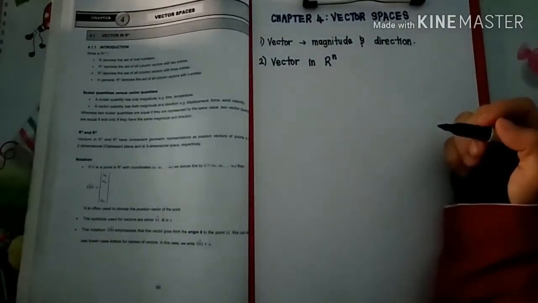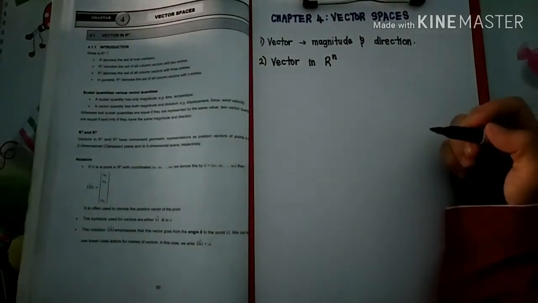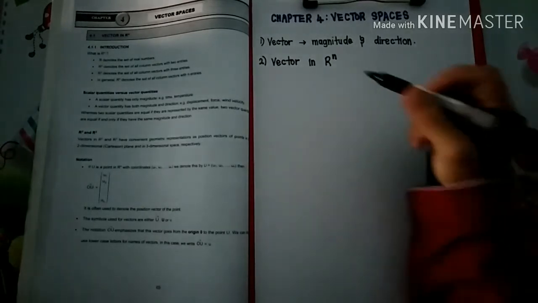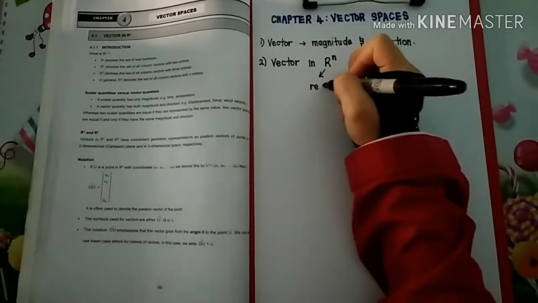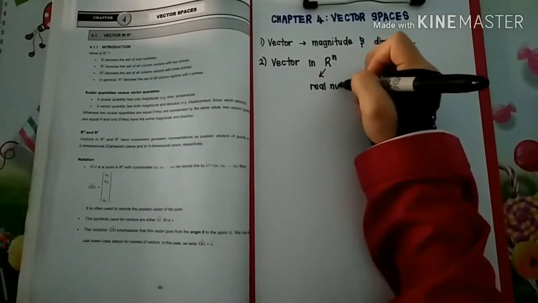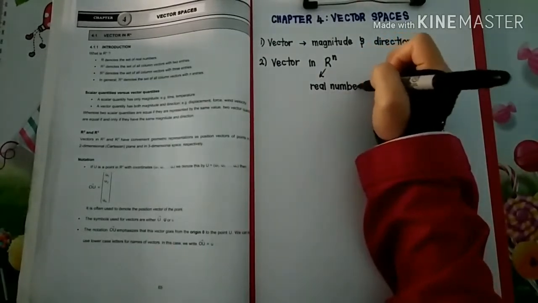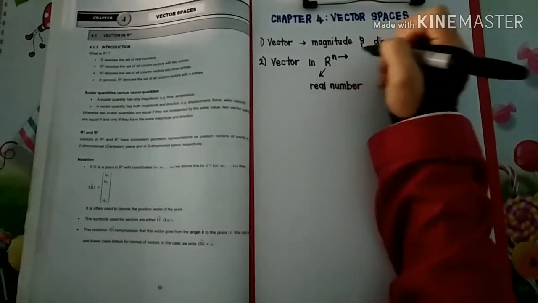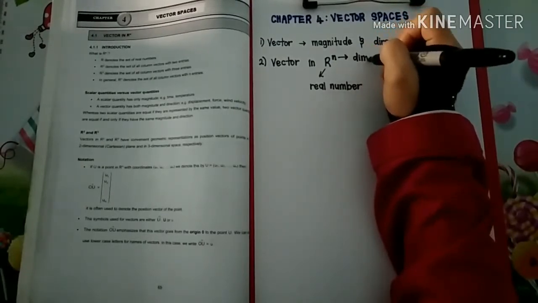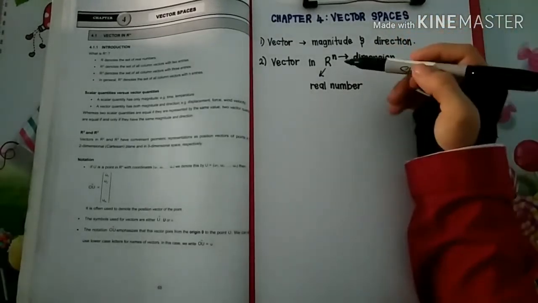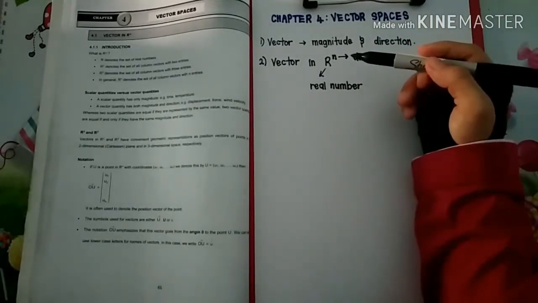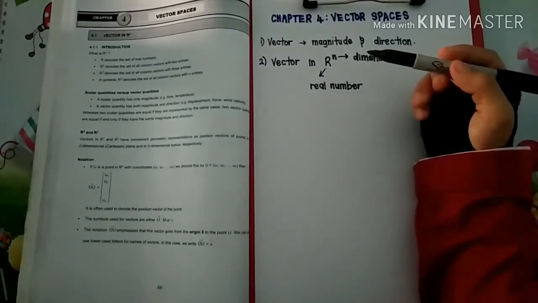Next, you need to know vector in Rn. So what is the vector in Rn? R here represents real numbers, and n here represents the dimension. So that means it can be R1, R2, R3, and so on until Rn.